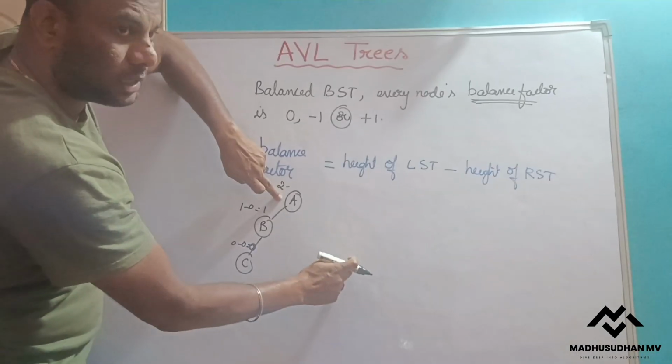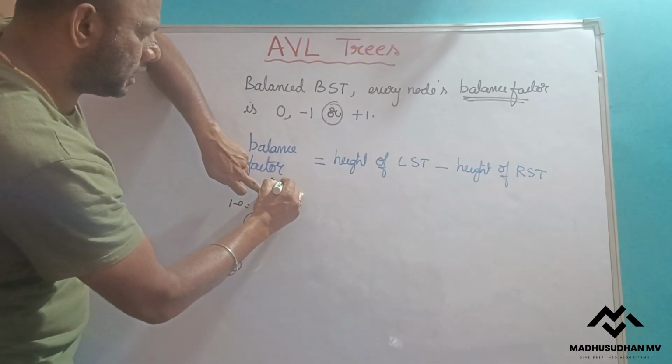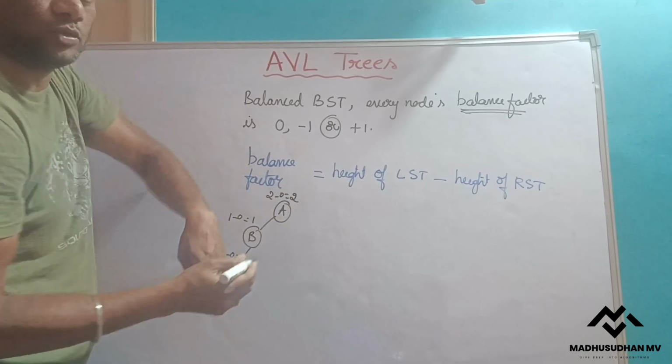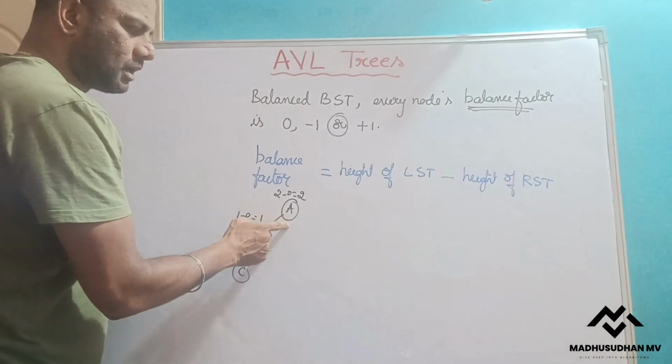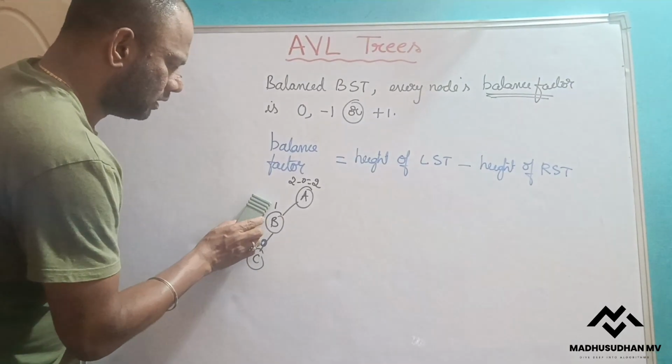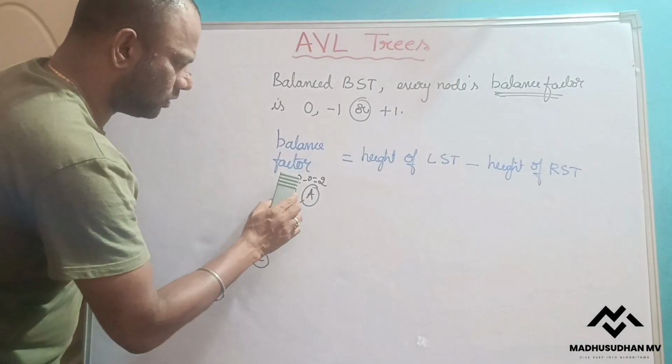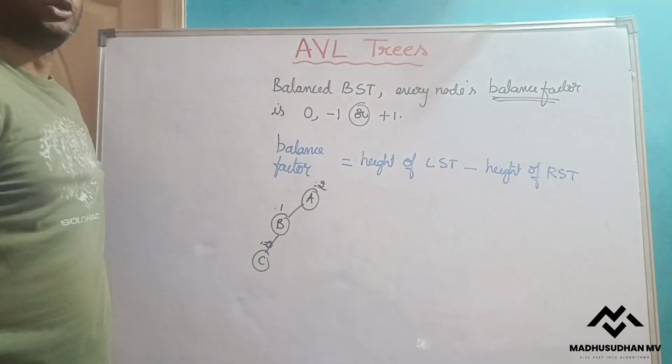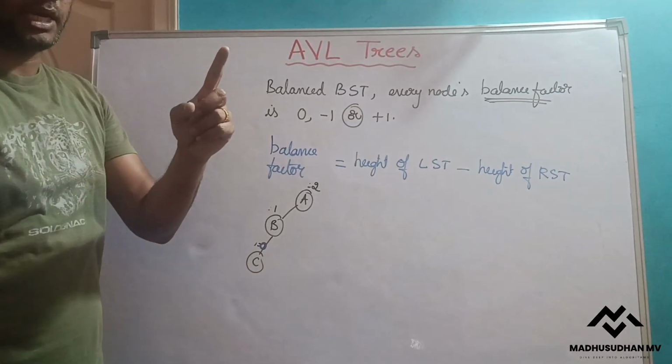1, 2. How many edges are there here? No. So 2 minus 0 is equal to 2. So that means the balance factor of this node is 2, the balance factor of this node is 1, the balance factor of this node is 0, and the balance factor of this one node is 2. So that means, now what did I say?